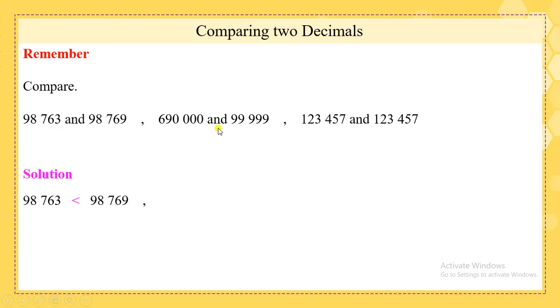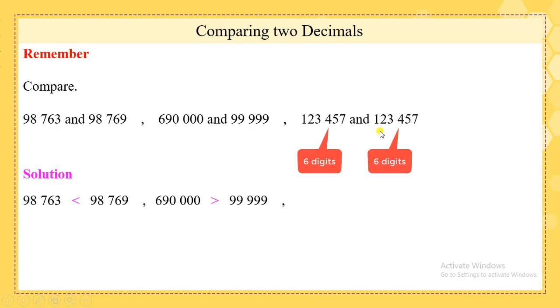Let's compare now 690,000 and 99,999. If we count the digits of this number, we will find out that we have 6 digits. If we count the digits of this number, we have 5 digits. Then we could directly say that 690,000 is greater than 99,999.